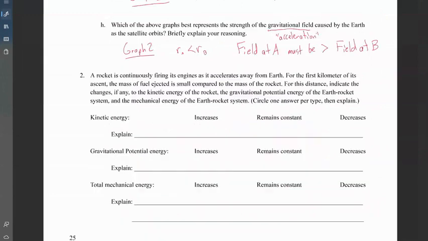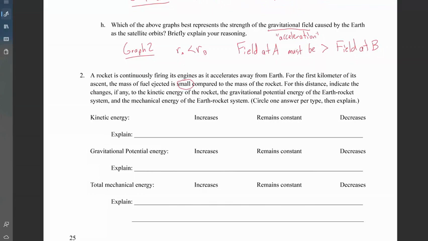Second question. Okay, a rocket is continuously firing its engines as it accelerates away from Earth. For the first kilometer, the mass of the fuel ejected is small compared to the mass of the rocket. All that means is that we don't have to consider the fact that it's losing mass, because that amount of mass is so small compared to the rest of the rocket. For this distance, indicate the changes, if any, to the kinetic energy of the rocket, the gravitational potential energy of the Earth rocket system, and the mechanical energy of the Earth rocket system.